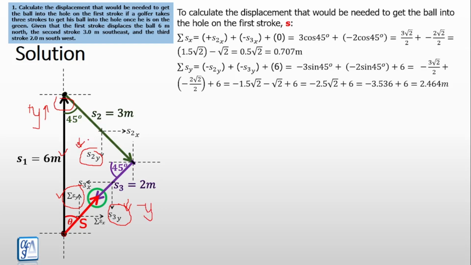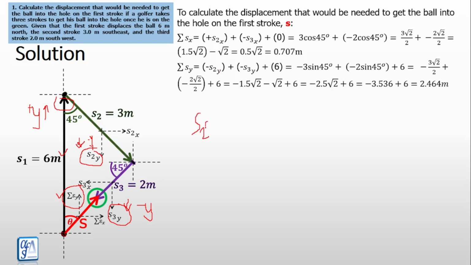Here is also moving down. This is minus y as well. So let's go down. The summation of all the vertical components will now be minus S2y, plus minus S3y. Then this one is going up, is plus 6. So let's go. Now S2y, of course, because it's y, that means we're looking at the horizontal inclination, and we have y, that will be what?